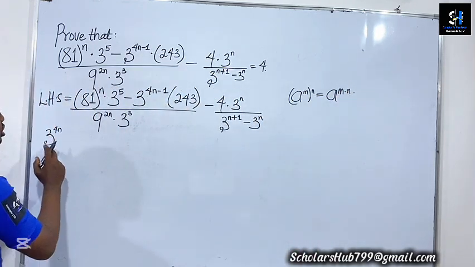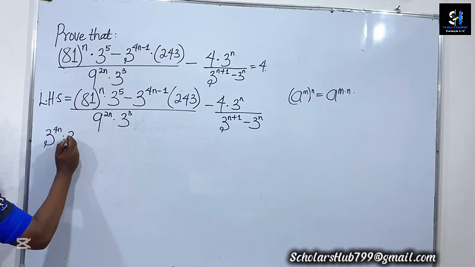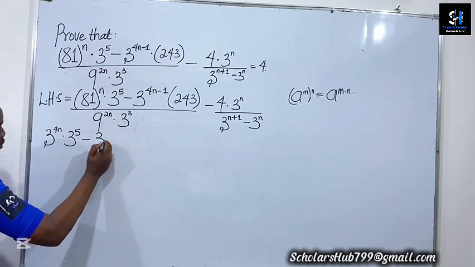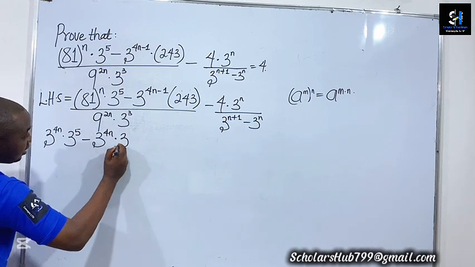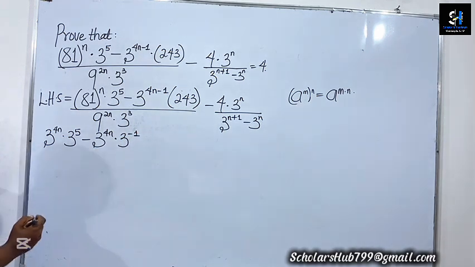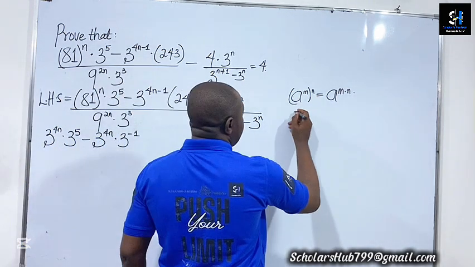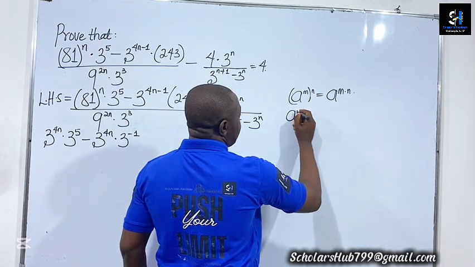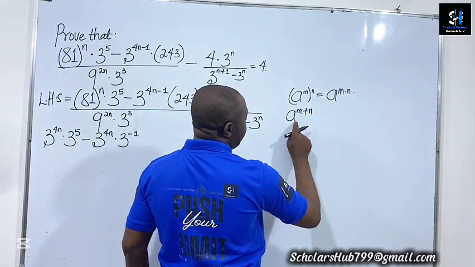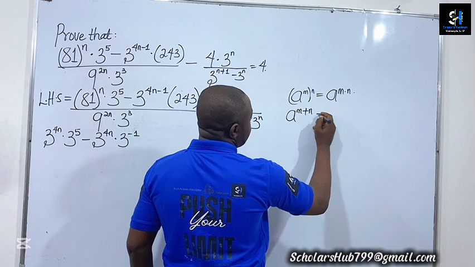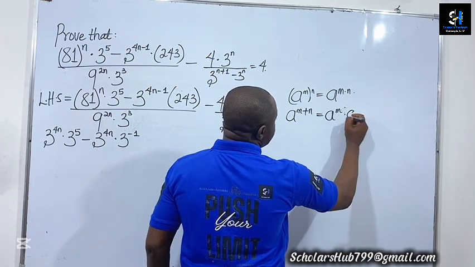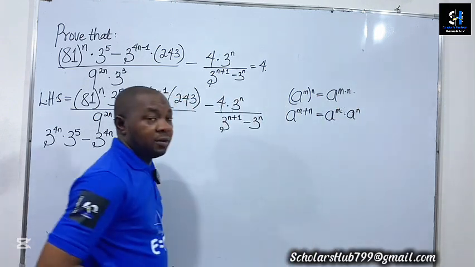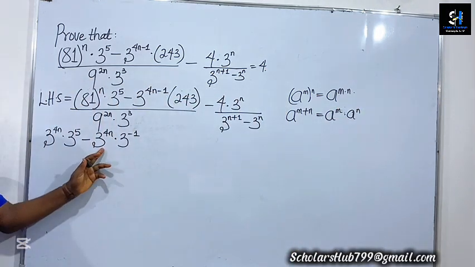In this case, we have 3 raised to the power of 5 minus 3 raised to the power of 4n multiplied by 3 raised to the power of minus 1. That is when we apply the property a raised to the power of m plus n equals a raised to the power of m multiplied by a raised to the power of n. So that's exactly what we have here.